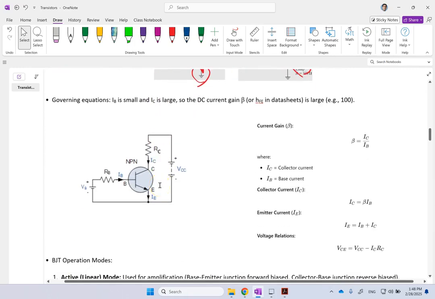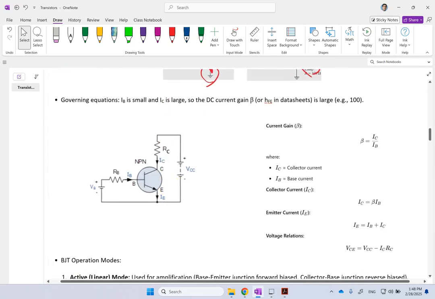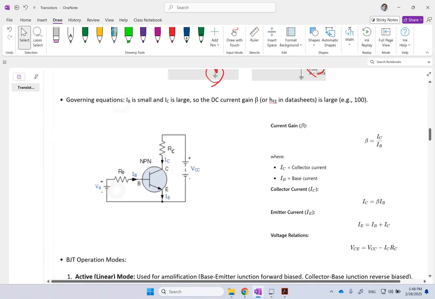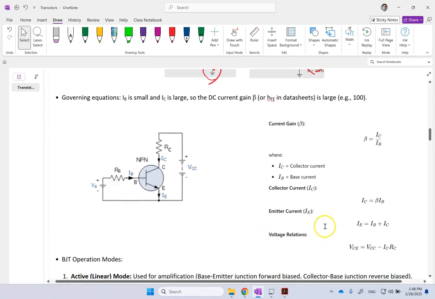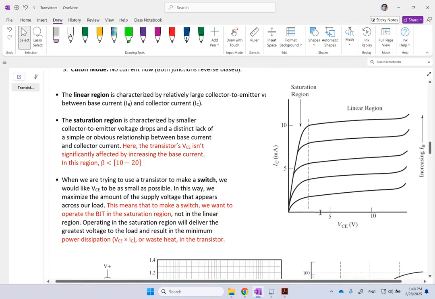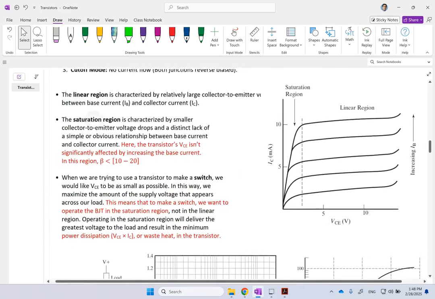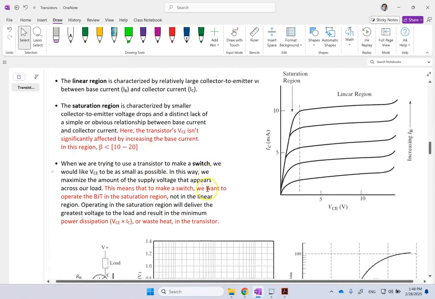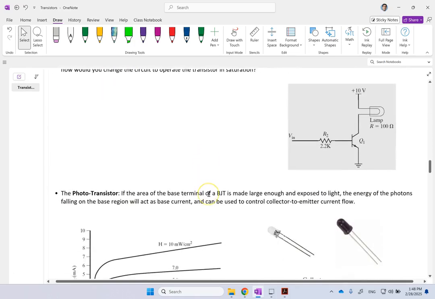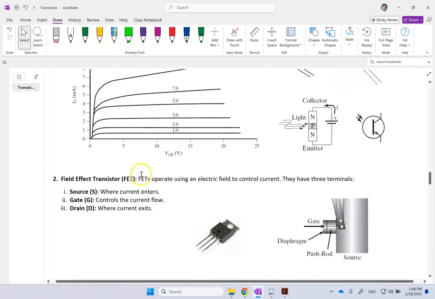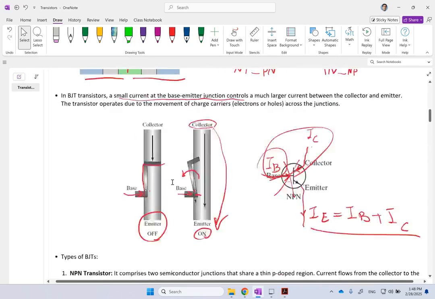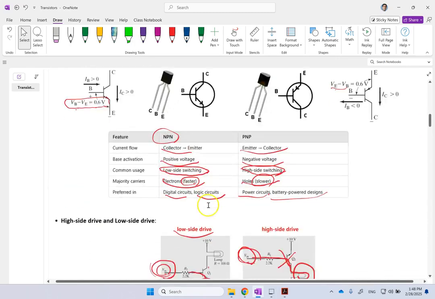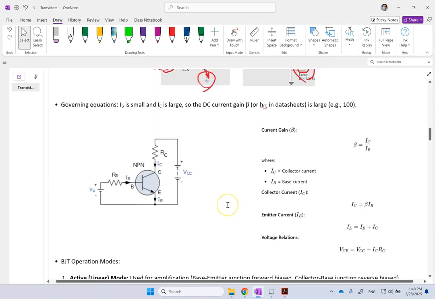Okay, now let's look at the governing equations a little bit, and operation modes, and some of these graphs and some examples. First we want to look into those and the phototransistor, and then we're going to go to field effect transistors, or FETs. So first, let's look at the governing equations.